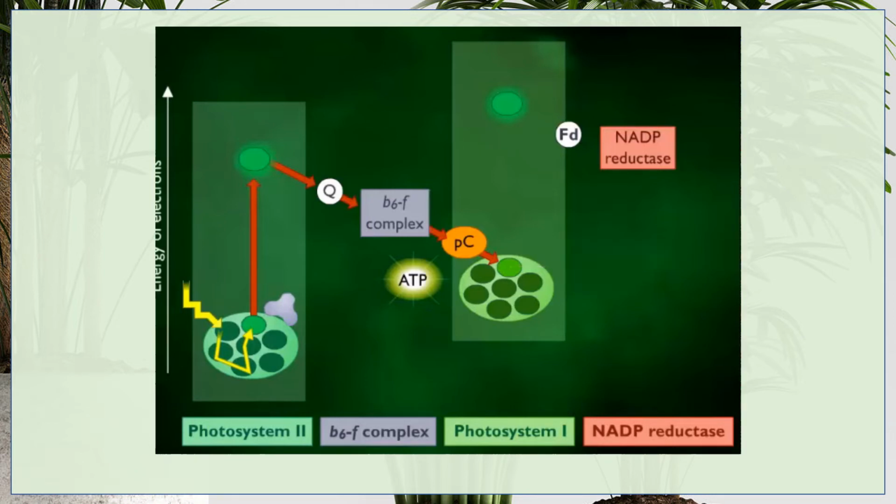When photosystem 1 absorbs a photon of light, it ejects a high-energy electron, which is used to drive the formation of reducing power in the form of NADPH. The ejected electron is replaced by an electron from photosystem 2.